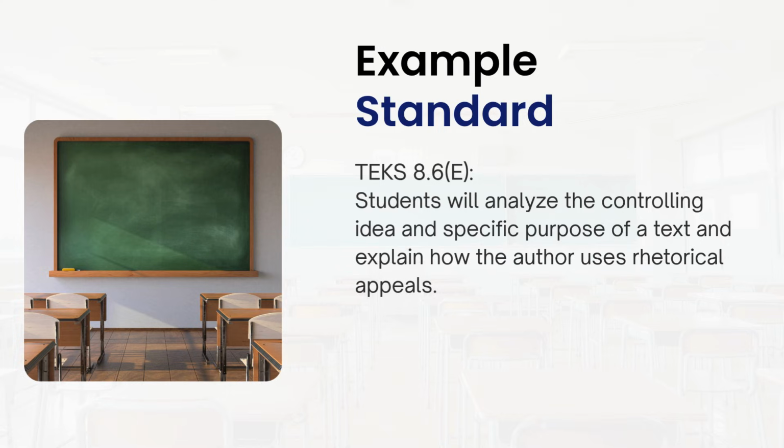This standard requires students to analyze how an author communicates an argument. It is not enough for students to identify rhetorical appeals. Students must explain how those appeals contribute to the author's purpose. This distinction is important because it helps teachers create a learning target that measures deeper understanding.